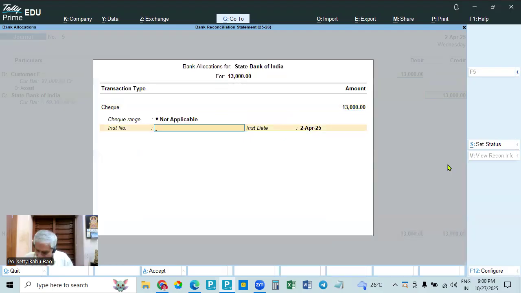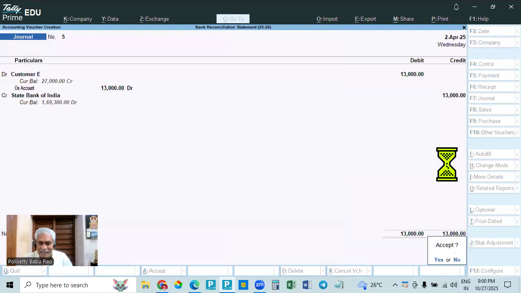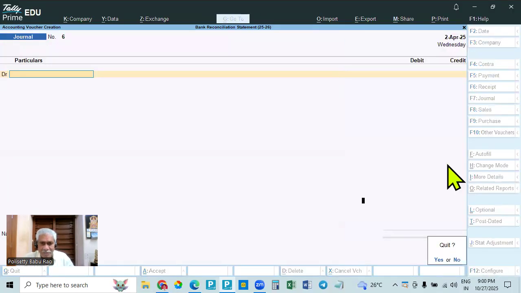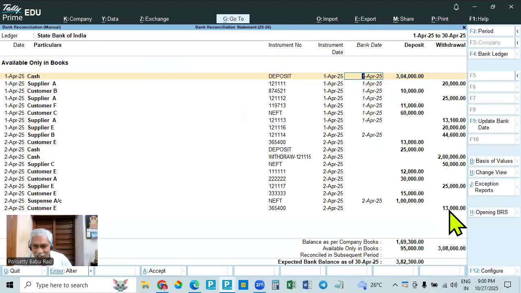The same check is bounced, on the second. So this is over. Now come back. That's it. See here, this is also done. So here debited 13,000.